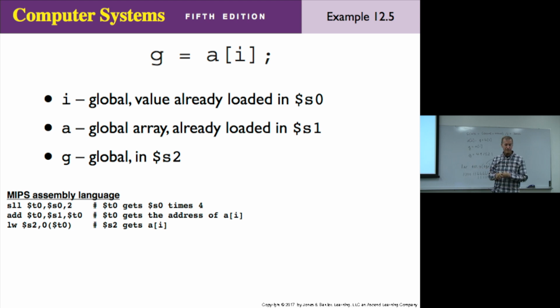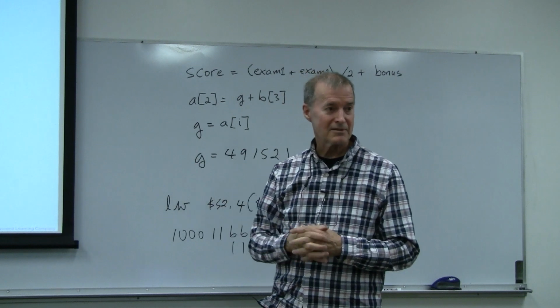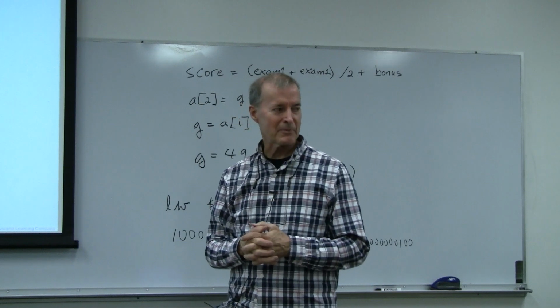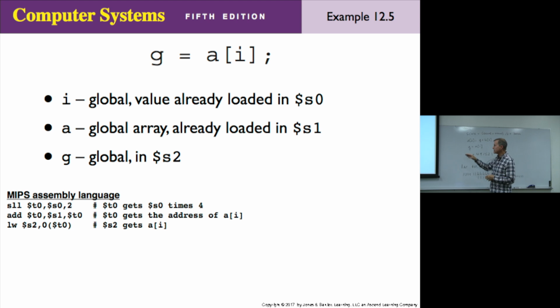Here's an example of translating with a real commercial industrial strength machine instead of our PEP9 virtual machine. So here's the translation of G gets A sub I. I is a global variable. We will assume it's already loaded in register $S0. A is a global array already loaded in $S1. And G is a global, and that is in $S2.